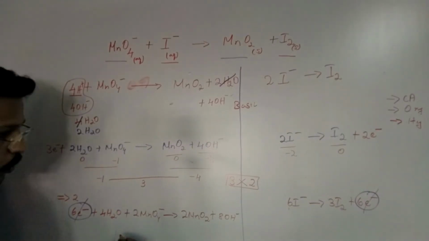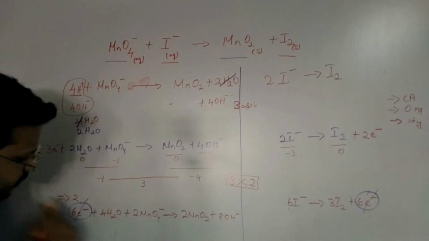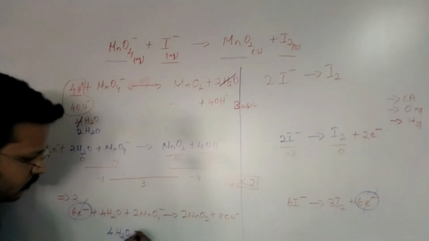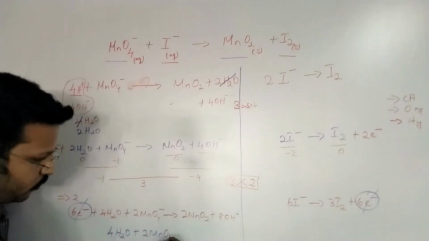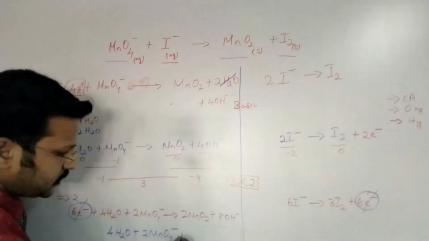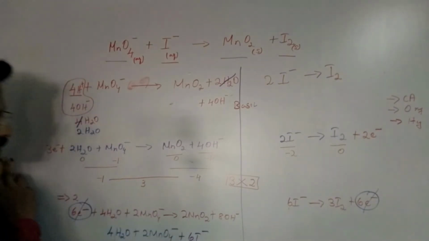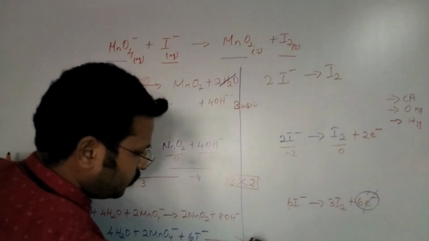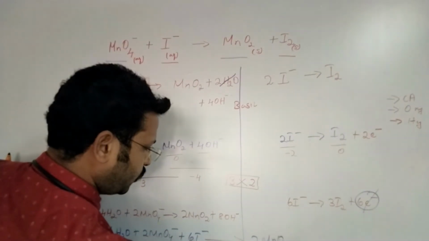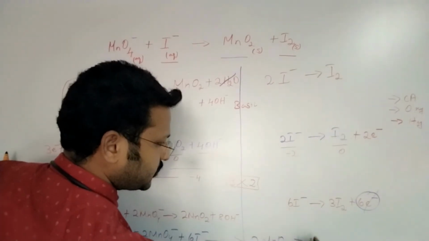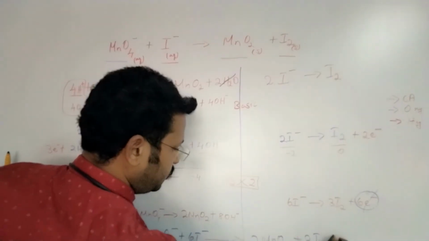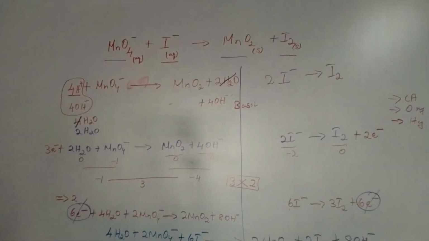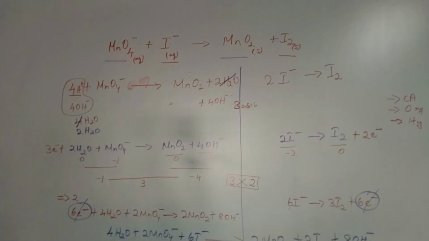Now shall we write the overall reaction? Yes. So 4 H2O plus 2 MnO4 minus plus 6 I minus gives 2 MnO2 plus 3 I2 plus 8 OH minus. So this reaction is now completely balanced.